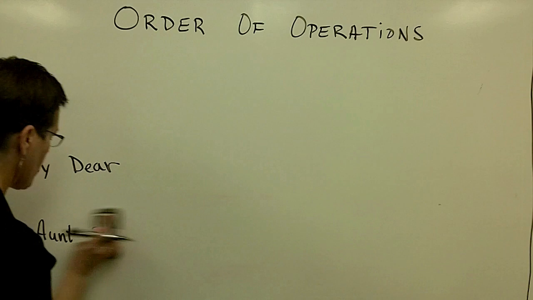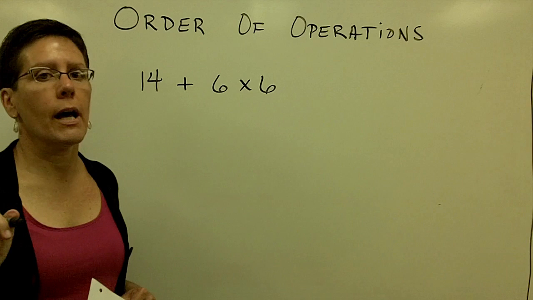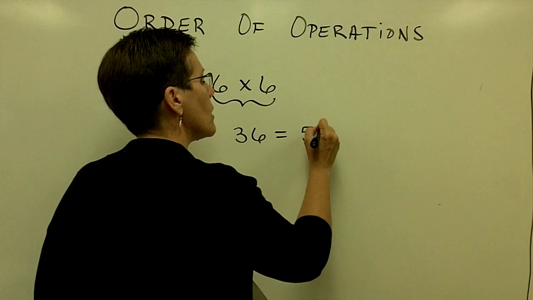Here's our first problem. If I asked you to take 14 and add 6 times 6, order of operations says that you should multiply before you add. So would you please call this the number 36, and now you are ready to add 14 with 36 and get an answer of 50. So a pretty simple problem.